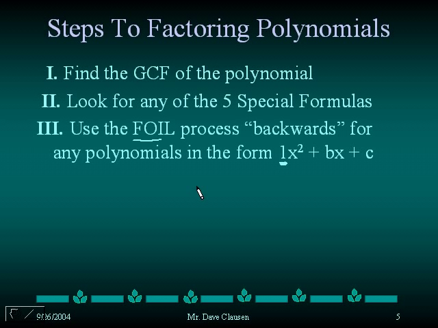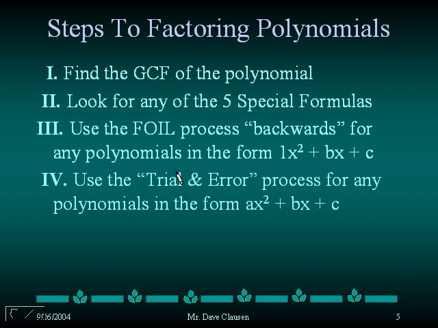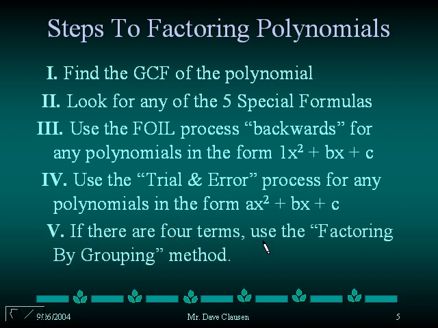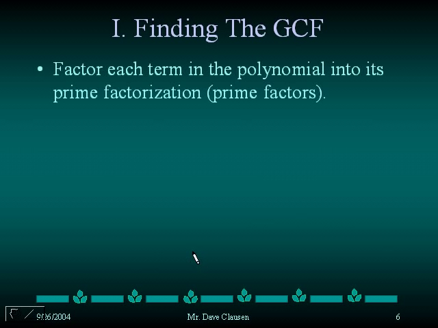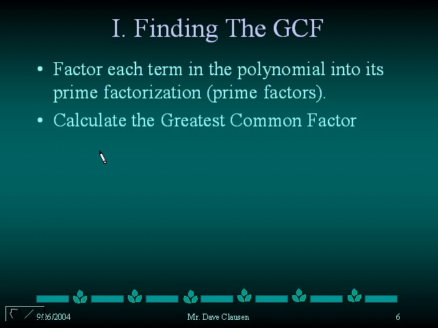Our book usually lumps number 3 and 4 into the same process, and that's when there's a coefficient of x squared that's not 1. I find it's easier to break this into 2 separate cases rather than lump them into one, which we call trial and error when it does not have a coefficient of 1. And then the 5th, when there are 4 or more terms, we call this factoring by grouping. So let's find the greatest common factor to try to get it into its prime factorization.